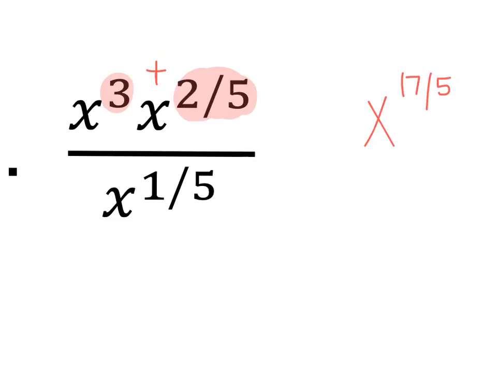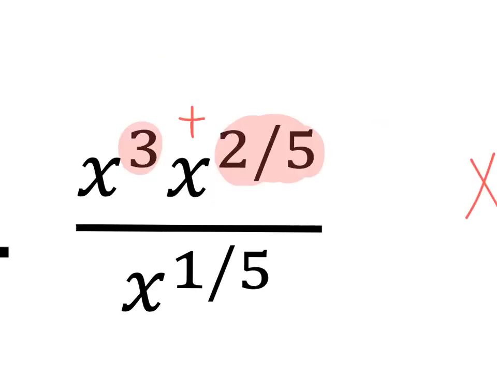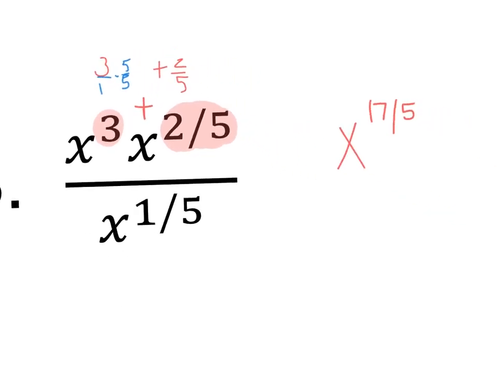So if you're not sure where we got that 3, if I need to add 3 plus 2 over 5, I've got to get common denominators. So I got to multiply 3 over 1 by 5 over 5 so I can then add them together. Or you can use a calculator. 3 plus 2 over 5. Math, enter, enter. It will also give you the fractional form of that exponent, which is what we need. Over x to the 1/5.